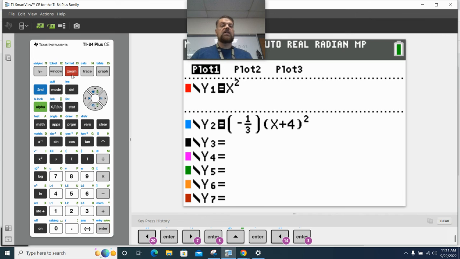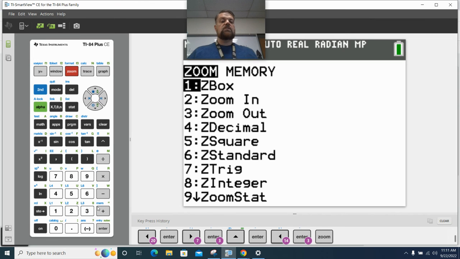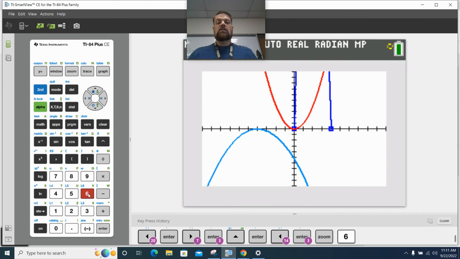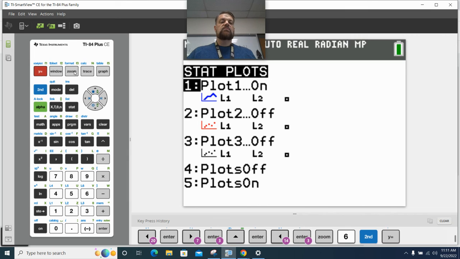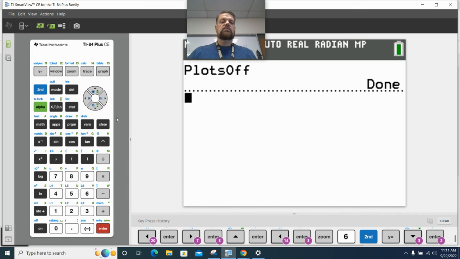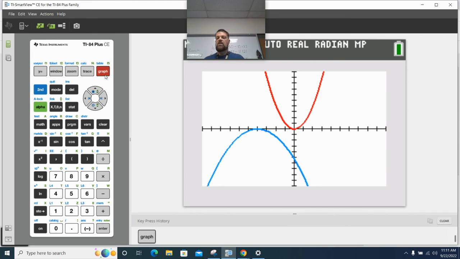All right. I'm going to hit zoom. We're going to do zoom standard, which is 6. Oh, I got something else in there. I think I got a scatter plot. So go to second, stat plot. Choose option number 4 to turn all of them off. And then hit graph. So the red one is my parent function, and the blue one is the transform function. Notice that the vertex occurs at x equals negative 4, just like Mr. Adams said.